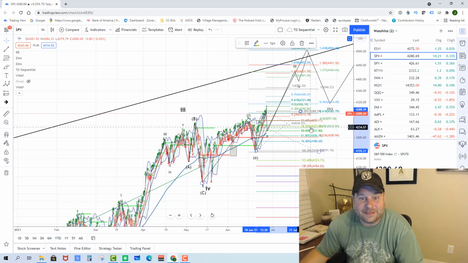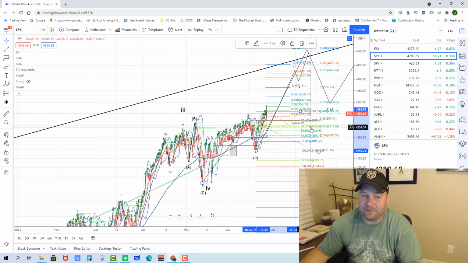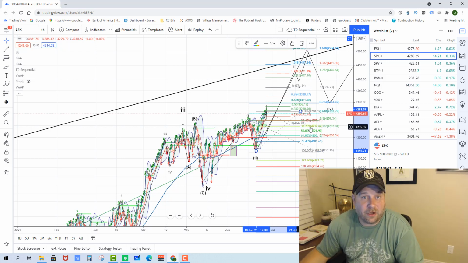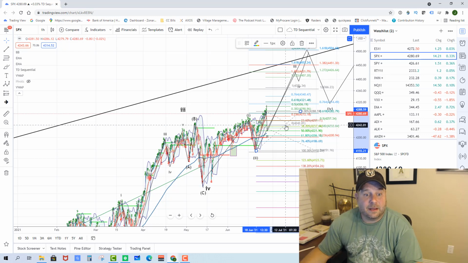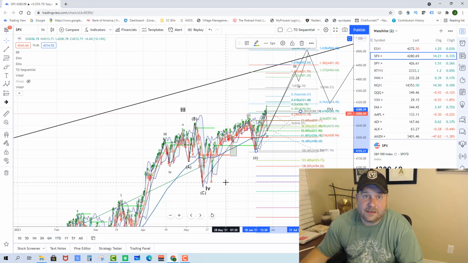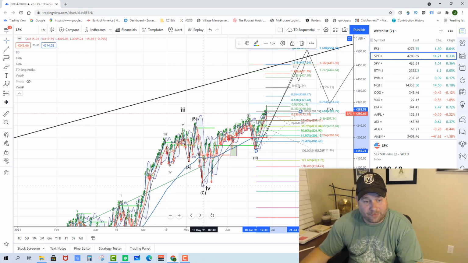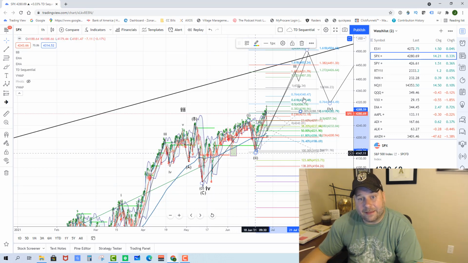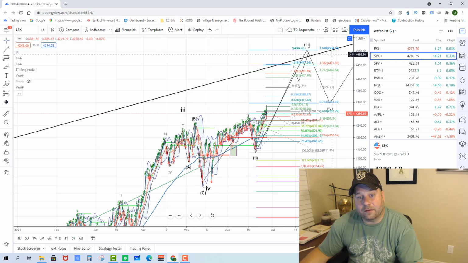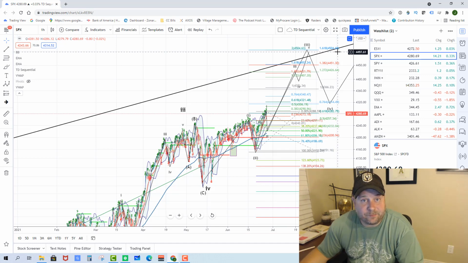Okay, I know that sounds like a lot, and I know it's probably confusing to some of you, so we're just going to recap it real quick. The first thing we know is that a wave 3 generally targets the 1.618 extension of waves 1 and 2. So waves 1 and 2 are here up and here down, and that gave us the 1.618 target of 4504.68.